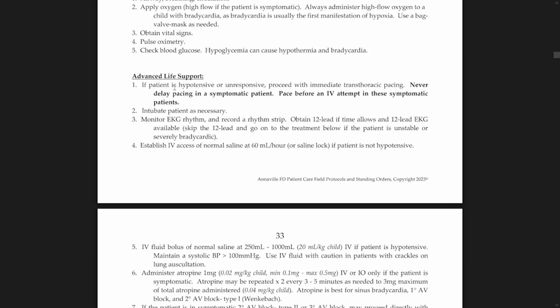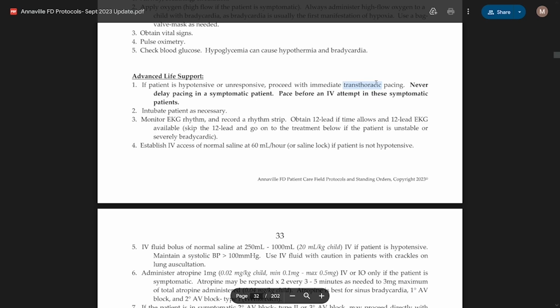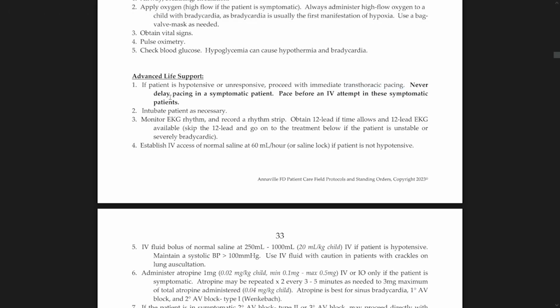For ACLS, if the patient is hypotensive or unresponsive, proceed with immediate transthoracic pacing. Never delay pacing in a symptomatic patient. Pace before an IV attempt in these symptomatic patients. Consider intubating the patient as necessary. Monitor an EKG rhythm and record a rhythm strip. Obtain a 12 lead if time allows and 12 lead EKGs are available. Skip the 12 lead and go into treatment below if the patient is unstable or severely bradycardic.